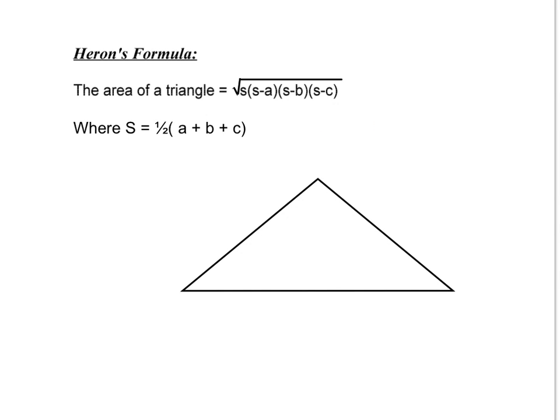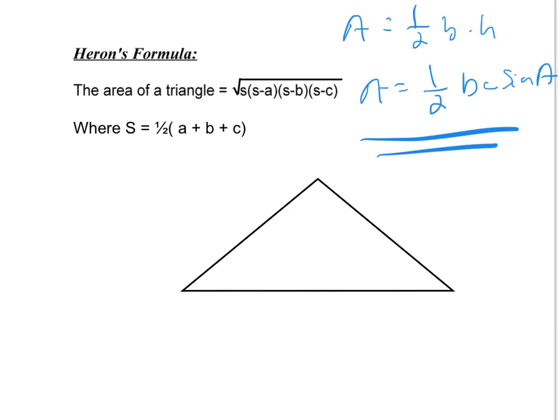Okay, now we're going to talk about a third way to find the area of a triangle. Again, you know from your basic geometry that area is equal to 1/2 base times height. You also know from our last section in 6-1 that area is equal to 1/2 b c sine A, or any other combination of sides and angles. We use this one when we have an SAS situation.